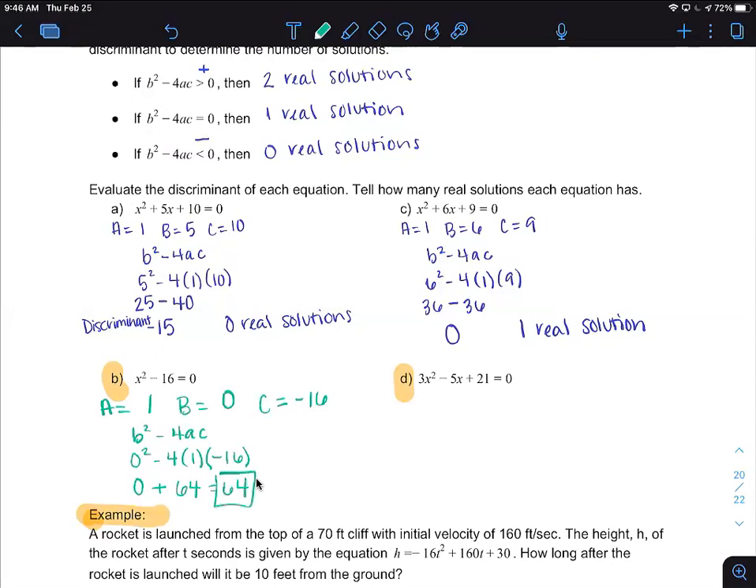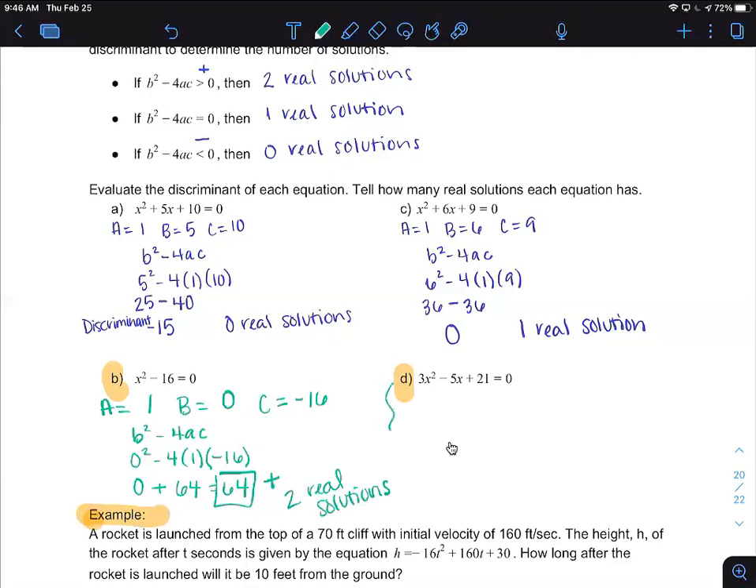And now we want to know how many solutions we are going to have. 2, because it's a positive. 2 real solutions. Okay.